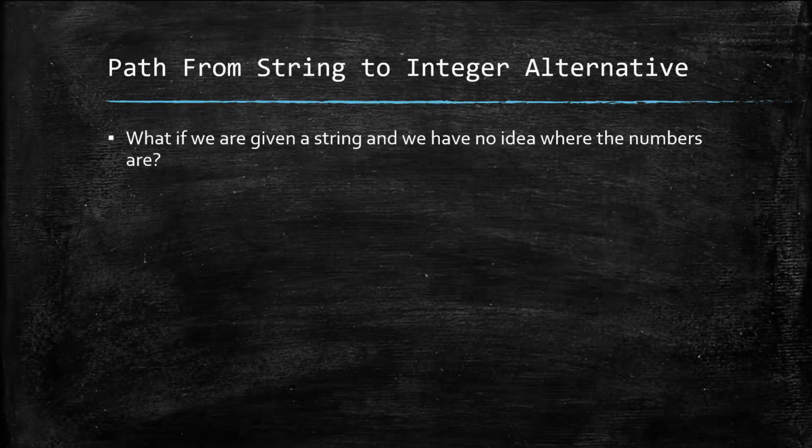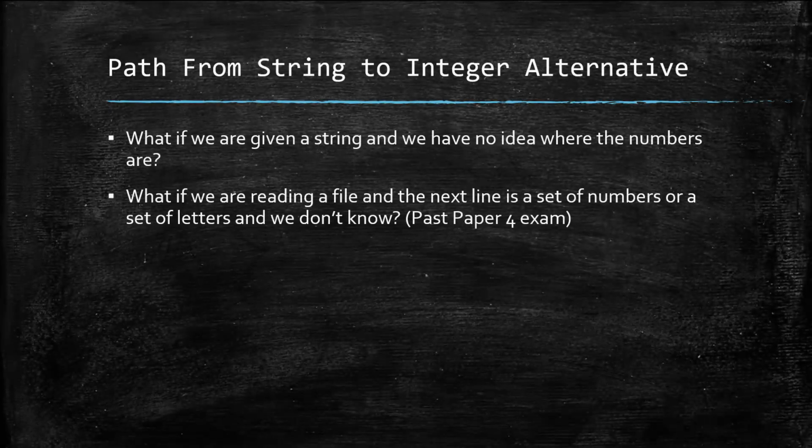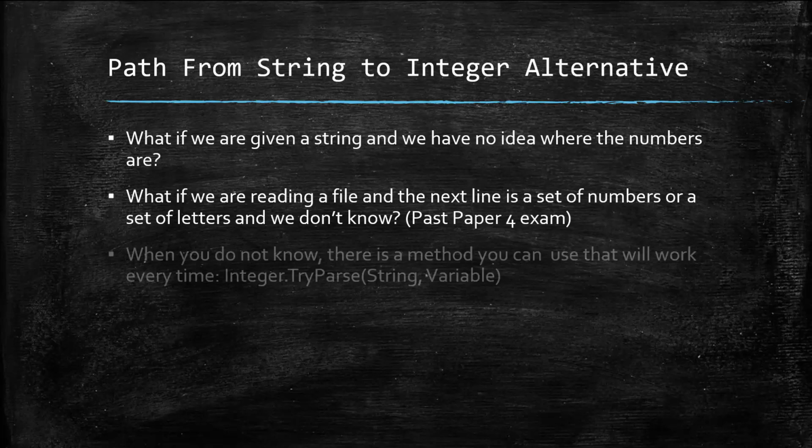What if we are given a string and we have no idea where the numbers are? What if we are reading a file and the next line is a set of numbers or a set of letters and we just don't know what it's going to be? That was actually on a past paper 4 exam. We opened the file and the next line was either going to be a manager's bonus or it was going to be a job title. So we had to try to parse it and then do something accordingly. If it was a manager's bonus, we had to add on the bonus. If it was a job title, we had to add the job title.